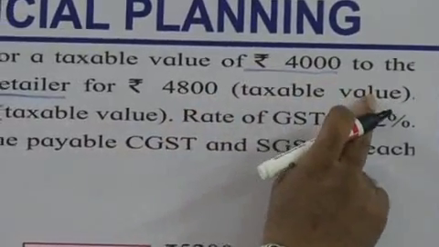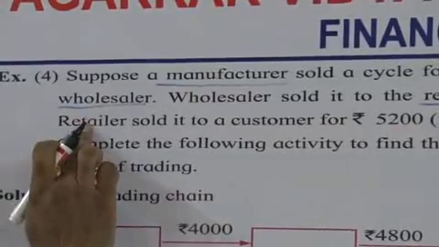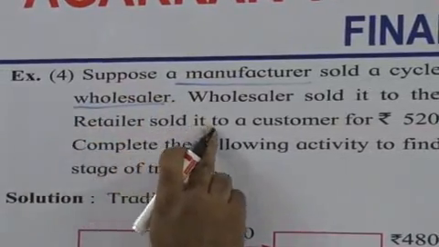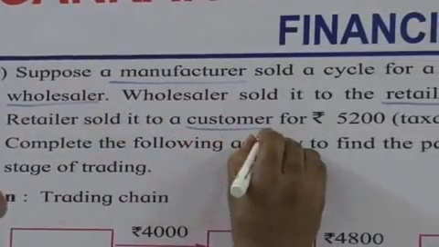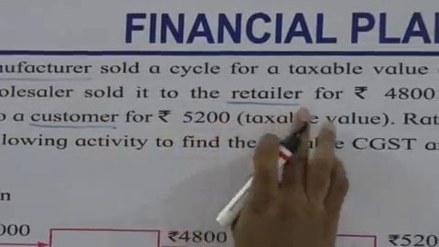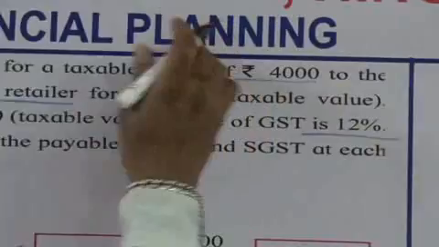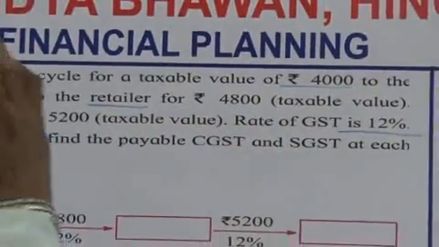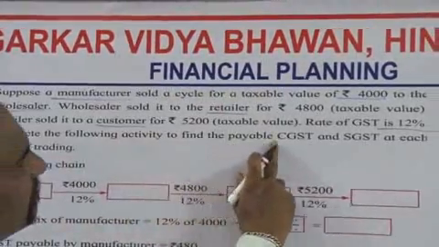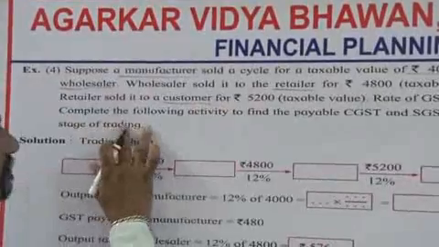4,800 taxable value. Now the third and last transaction is between retailer and customer. The retailer sold it to the customer, this is the fourth important word, for rupees 5,200 taxable value. The rate of GST is 12% for each chain of this transaction. Complete the following activity to find the payable CGST and SGST at each stage of trading.